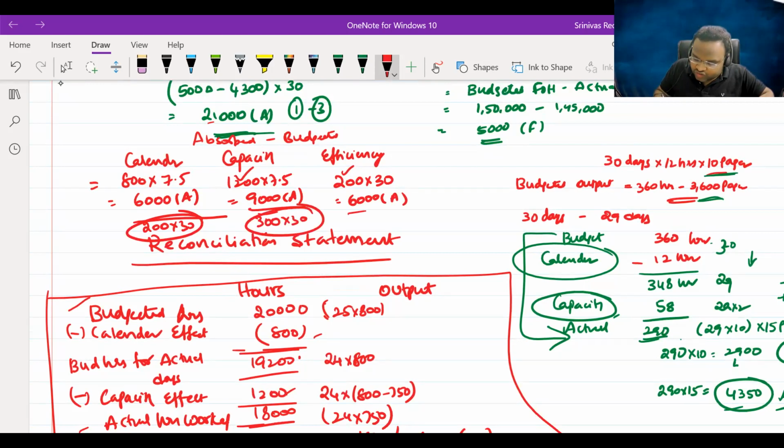Or you can take it in hours. 200 units means how many hours? Sorry, 200 into 4, how much? 800 hours. 800 hours into 7.5, same 6,000.